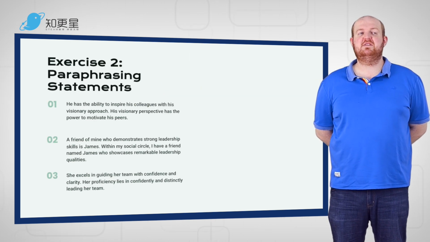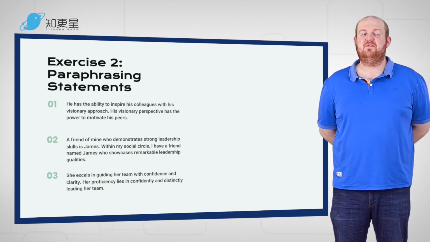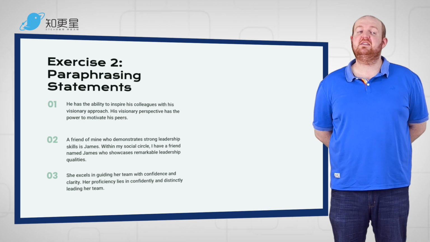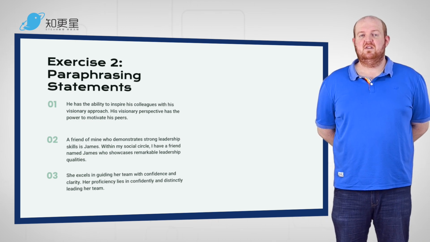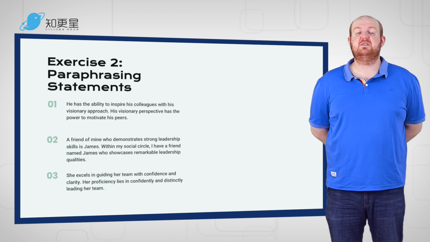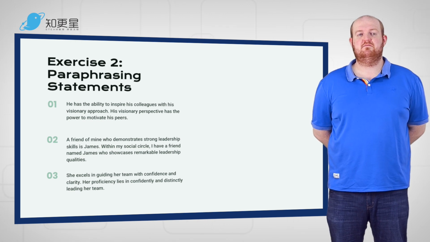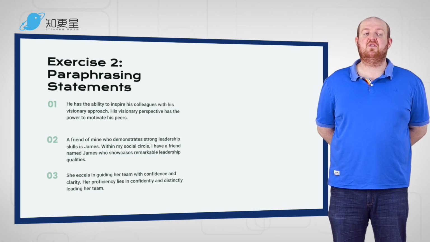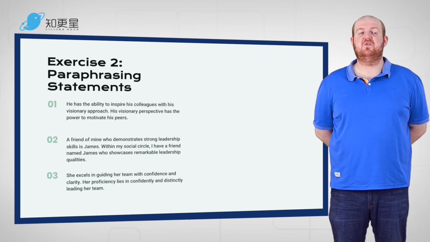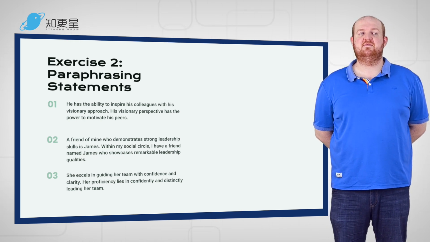He has the ability to inspire his colleagues with his visionary approach. Or his visionary perspective has the power to motivate his peers. A friend of mine who demonstrates strong leadership skills is James. Within my social circle, I have a friend named James who showcases remarkable leadership qualities.